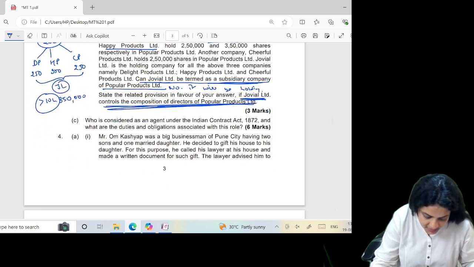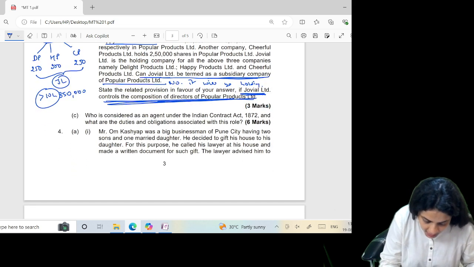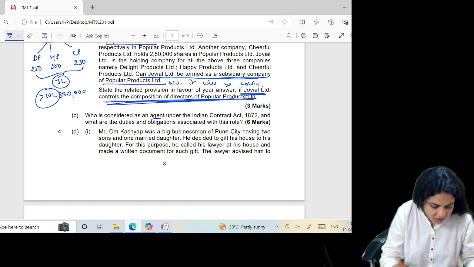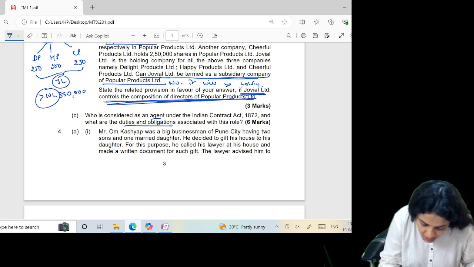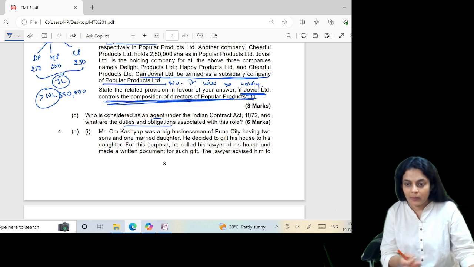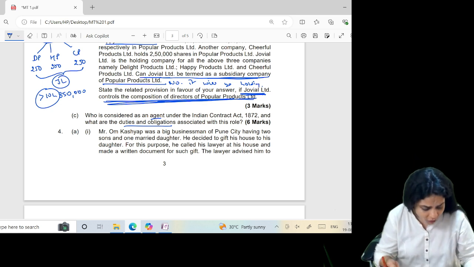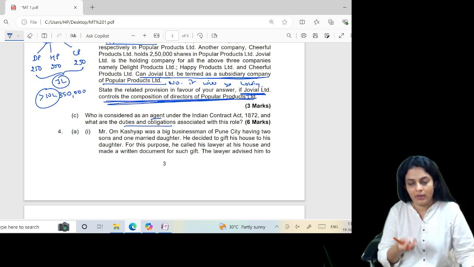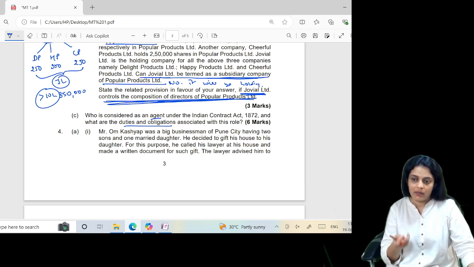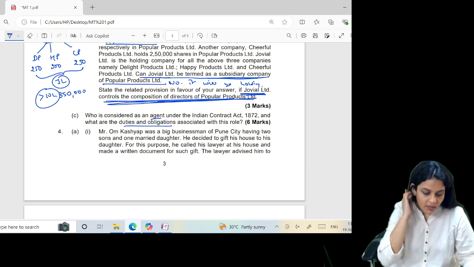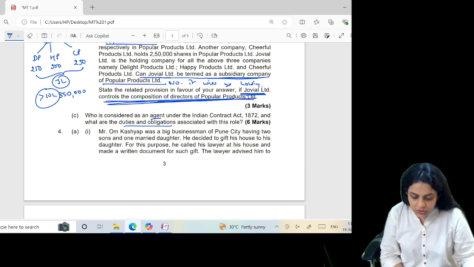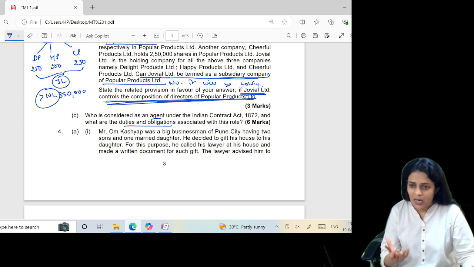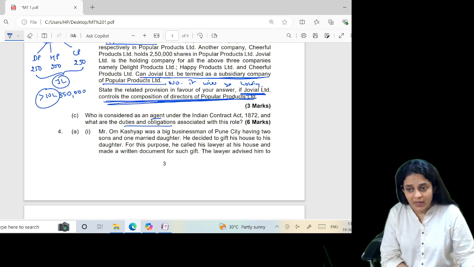Who is considered as an agent under the Indian Contract Act? An agent is a person who does the work for another. What are the duties and obligations? So duties and obligations: he must fulfill the orders given as per the obligations. Then he should take care. He should use his reasonable care and skill while doing the work. He should give proper accounts. If he has received money on behalf of the principal, he should give the money back to the principal.